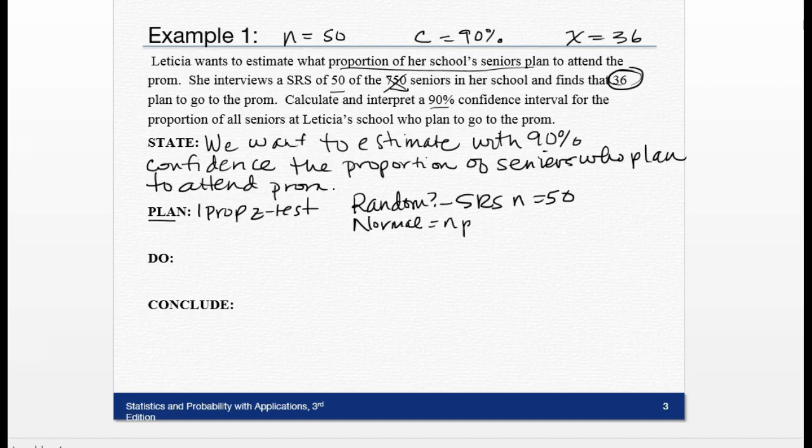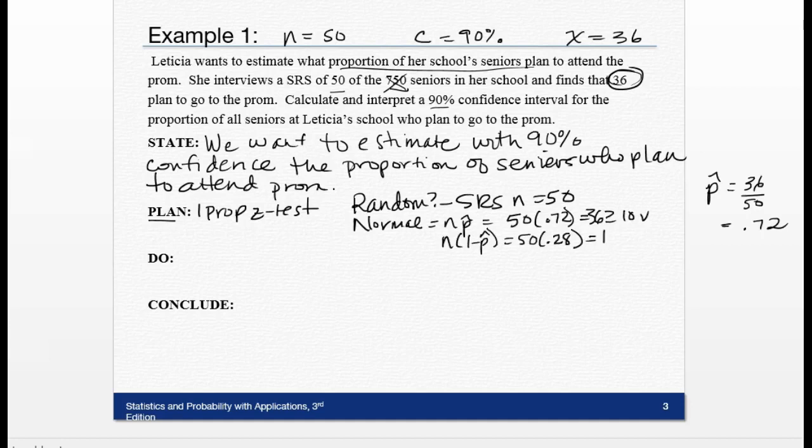So n times p hat, where n is 50. P hat, let's do a little calculation. P hat is 36 out of 50, which is 0.72. So n times p hat, 50 times 0.72, gives me 36, and that's greater than or equal to 10. Then I do n times 1 minus p hat, which would be 14, and that's greater than or equal to 10, so it passes our normal test.